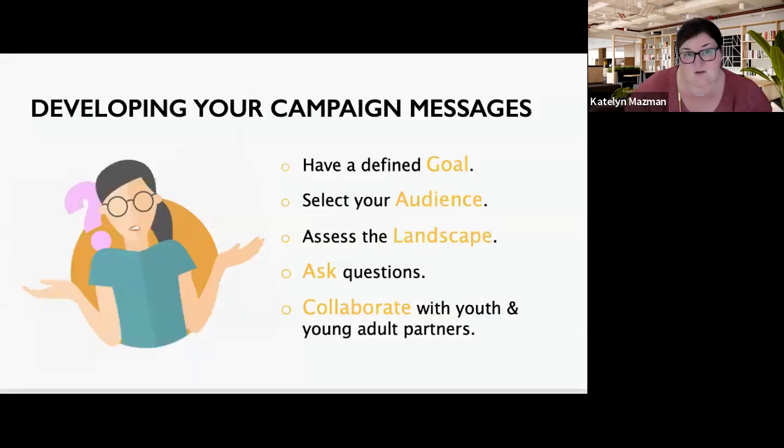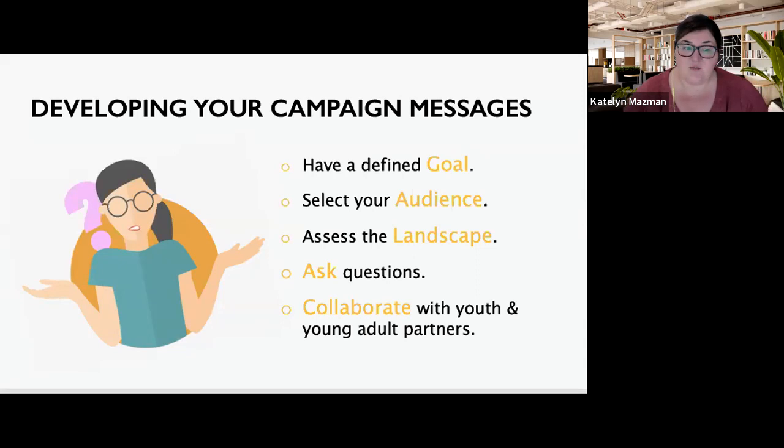So we're going to start by talking about how to develop your campaign messages. This is probably the question I get most often when I talk about social media: how do I start this process? The first thing I always suggest is having a clear goal. That sounds vague and maybe even obvious, but a good campaign has to have a clear goal, and the goal will shape the entirety of your campaign's subsequent steps.